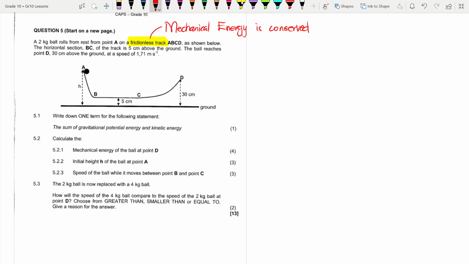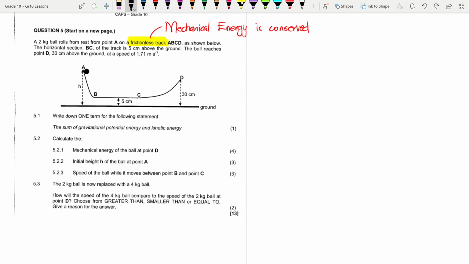Probably we know what that means, but to go through it again, as shown below, the horizontal section BC, they say it's perfectly horizontal, of the track is 5 centimeter above the ground. Okay, that is also indicated. The ball reaches point D 30 centimeters above the ground at a speed of 1.71 meters per second.